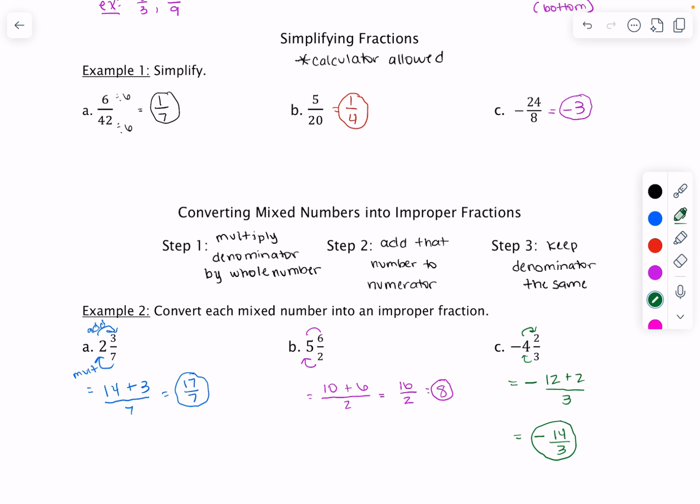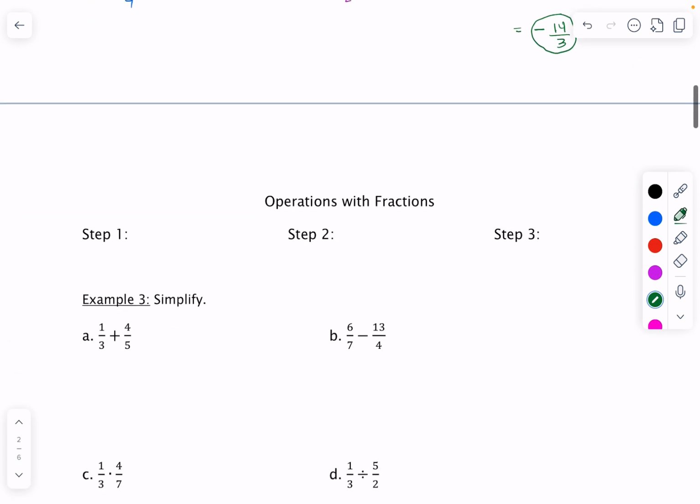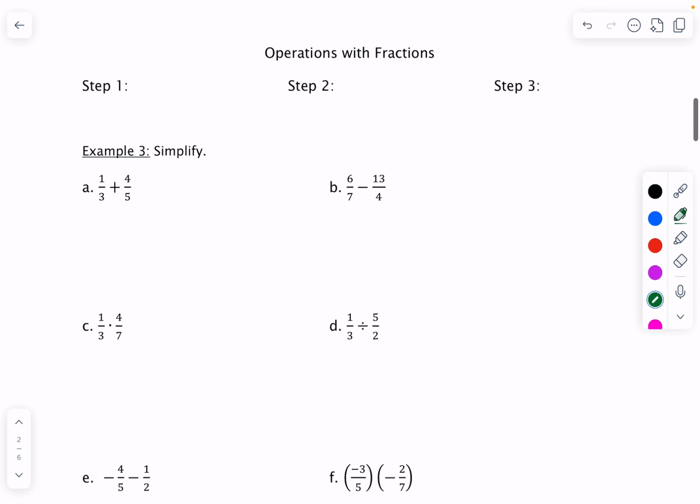Okay? Now let's get to the fun part. And this is operations with fractions, which means adding, subtracting, multiplying, dividing fractions. I do not expect you to do these things by hand. I truly don't. I am okay with you using a calculator anytime you see fractions in this class. So there's a couple important steps though when you use your calculator.